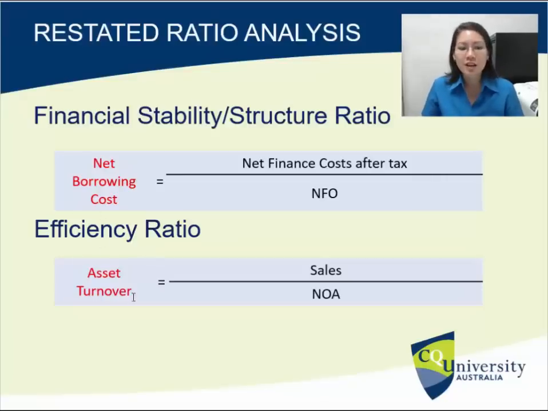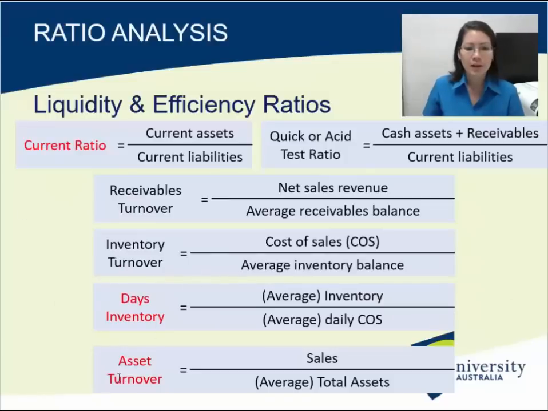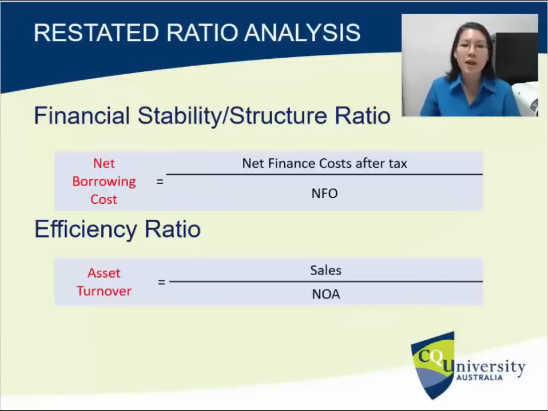And under efficiency, how efficiently are they using their assets? Same concept as what I explained under the efficiency ratios for the general financials, on the second slide, I think it was. Yeah, so this one. The asset turnover: how efficiently are we utilizing our assets, using our general financials? So the same concept under the restated, we're simply using sales and our net operating assets. So we're leaving out the financing assets from here. So how efficiently are we using our operating assets to generate sales? For every dollar of operating assets, how much are we generating in sales?